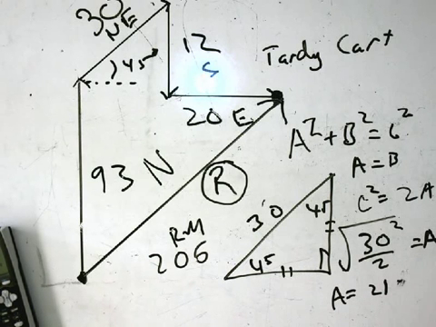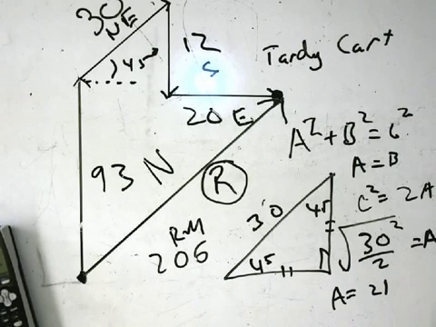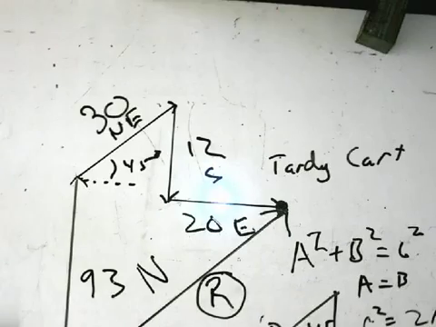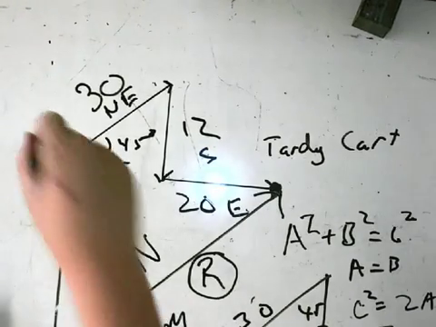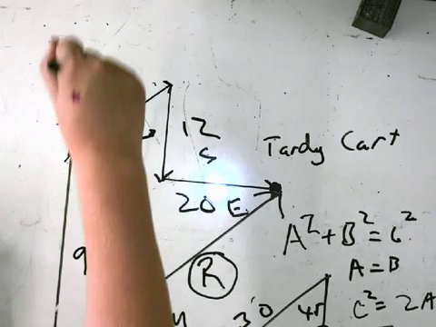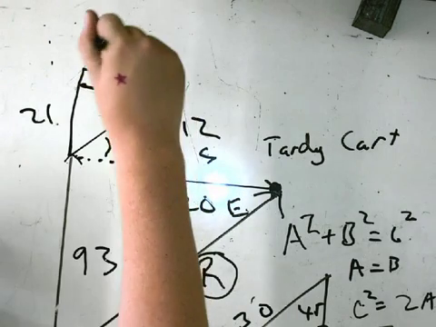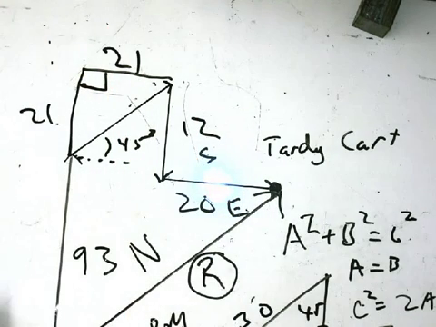Anyway, 21. So instead of going 30 steps northeast, essentially what we've done is go 21 steps this way and 21 steps this way. Now this is much easier to calculate.